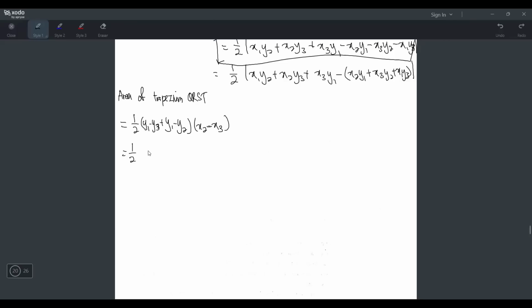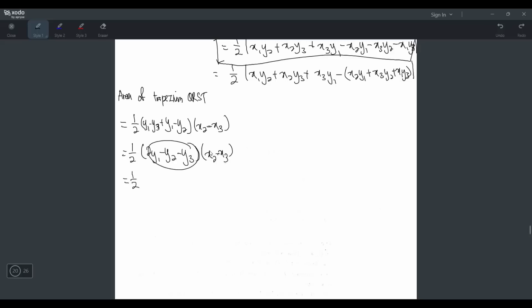So y1 plus y1 is 2y1, and then minus y2, and then minus y3, okay, done. And then this one is x2 minus x3, just write it. Now what do we have to do? We have to expand. So it becomes 1 over 2. How to expand this? This one has 3 terms, this one has 2 terms.